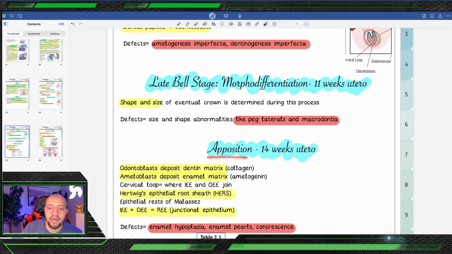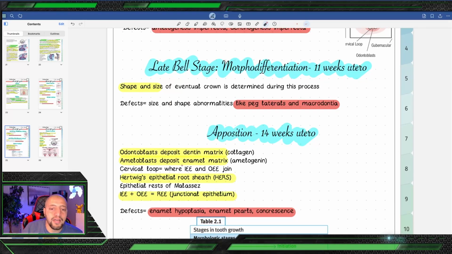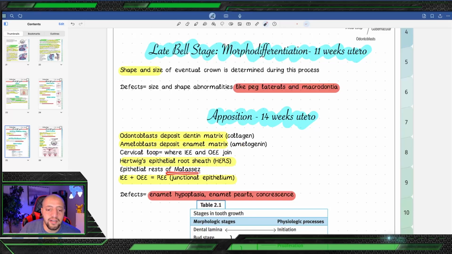Finally, we have apposition. Now we have odontoblasts and ameloblasts working to give us the matrix. How does the matrix come in here? Odontoblasts deposit dentin matrix, ameloblasts deposit enamel matrix, amelogenin, and then it ends up at the cervical loop. This cervical loop will end up as the Hertwig epithelial root sheath, which has no stellate reticulum. No stellate reticulum with the inner enamel epithelium means no enamel, so dentin will be here. This dentin coming in contact with the sac will give us cementoblasts, which will give us the cementum covering it. And this epithelial root sheath will give us the epithelial rests of Malassez, and the inner and outer enamel epithelium will give us, at the end, the junctional epithelium.